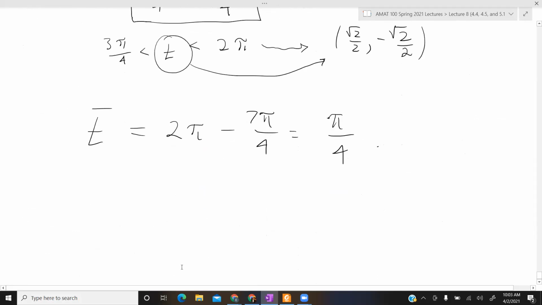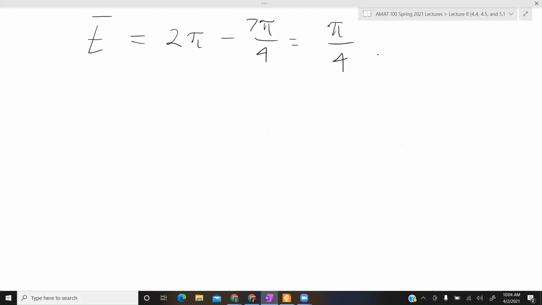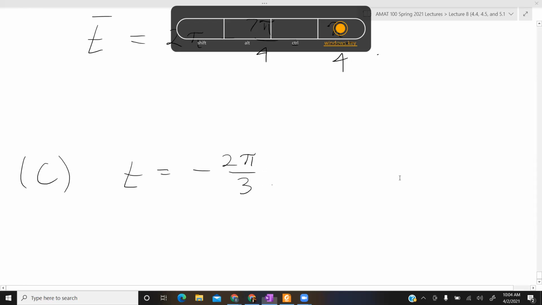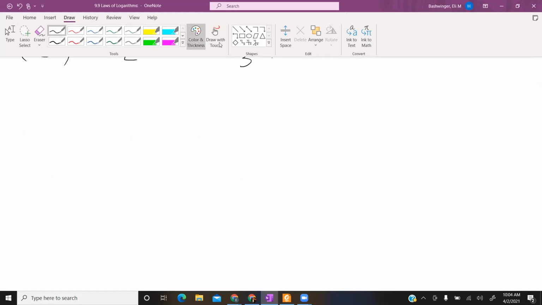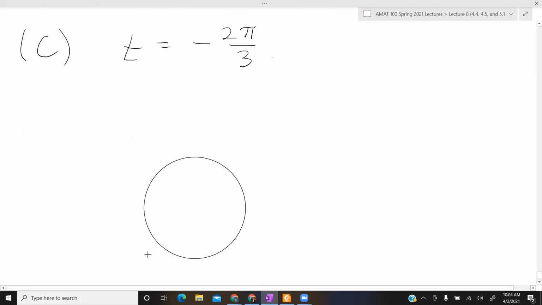Okay, so let's do one more example and then we'll call it a day. So this is part C. And in part C, we have that t is equal to negative 2 pi over 3. So that means we travel in the negative direction, which is clockwise. So let's draw our unit circle.